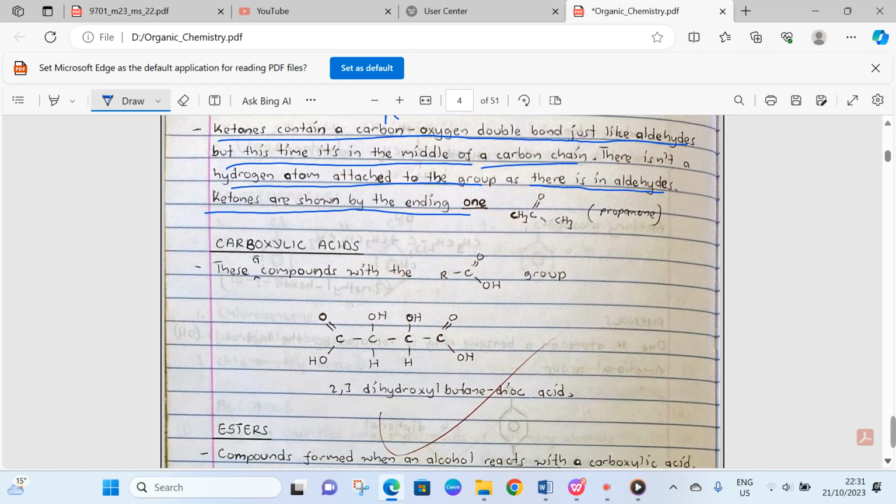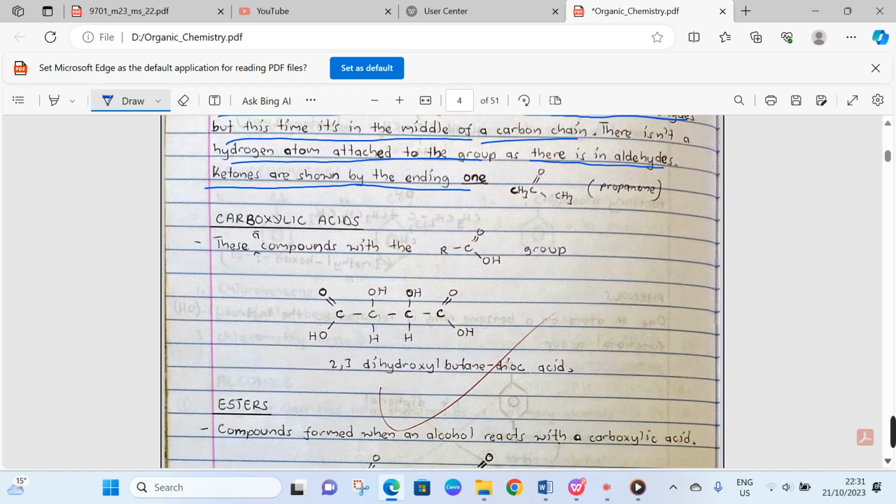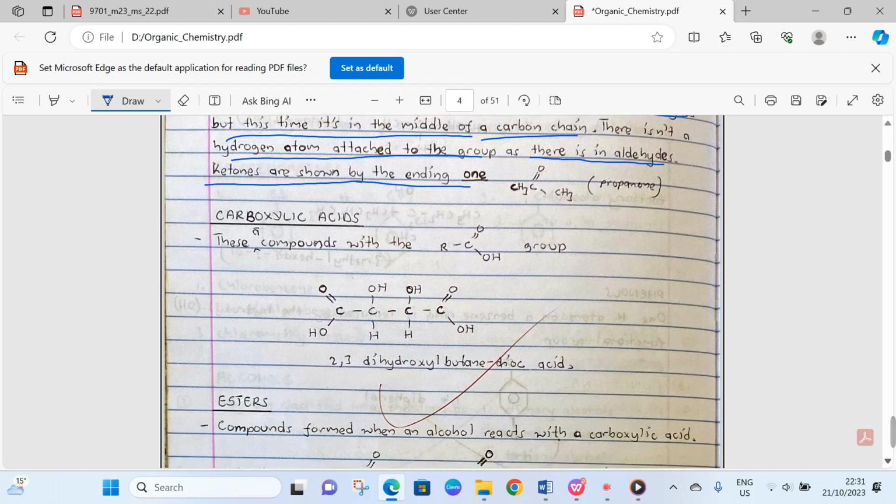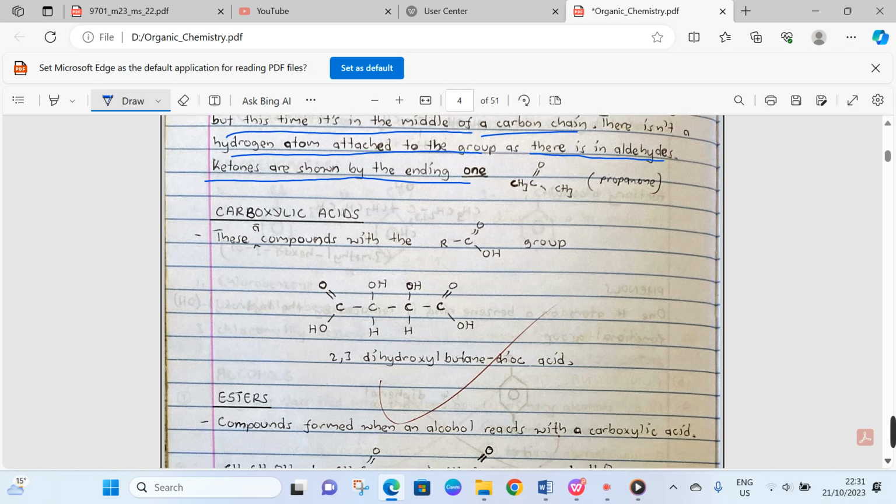Right? Now let us move on to carboxylic acids. Carboxylic acids, you should know this from your O level, I'm sure.